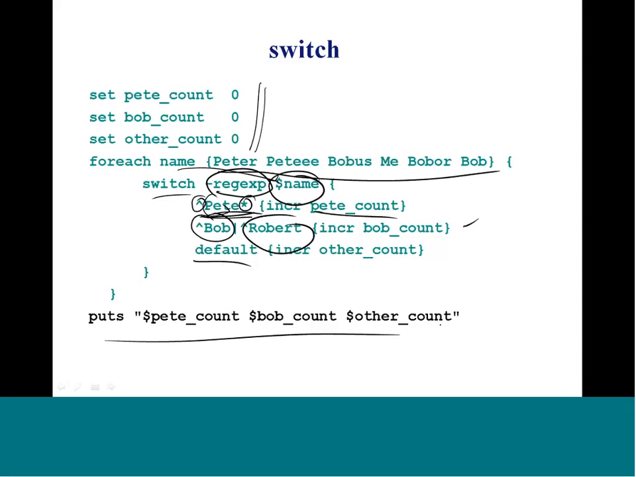So for the Pete count, it counts 1, 2, so this will be 2. For the Bob or Robert, it matches 1, 2, and 3, so this is 3. And then finally, the default is to increment the other count. The other count is actually 1, 2, 3, 4, 5, 6. So it goes to the catch-all anyway. So now you have 6, 2, and 3.